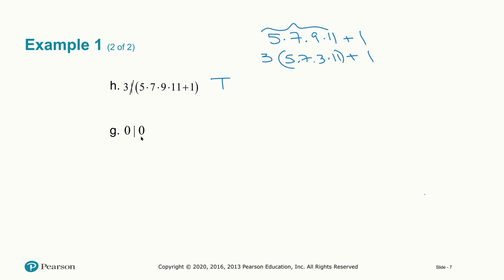All right, how about this next part? 0 divides 0. Does that seem true to you? Well, absolutely not, because if you remember, 0 doesn't divide any number, including itself. So this would be false.